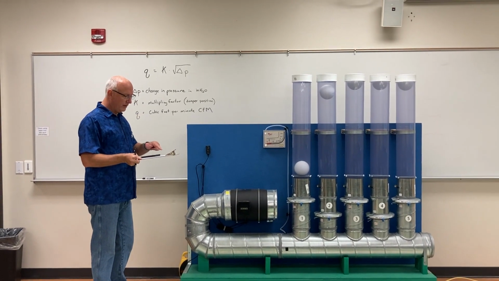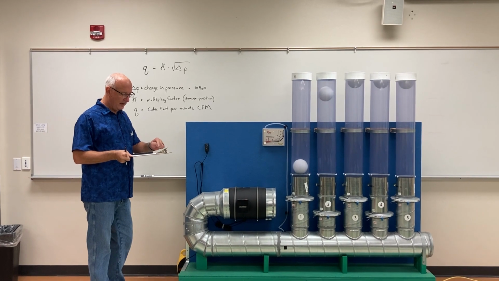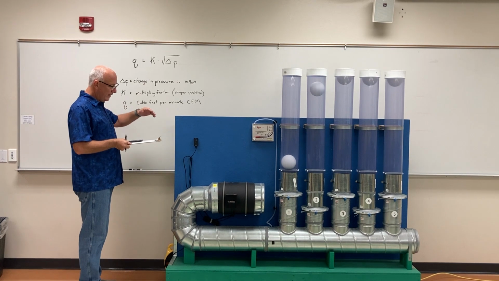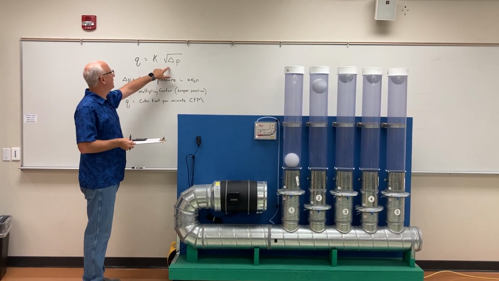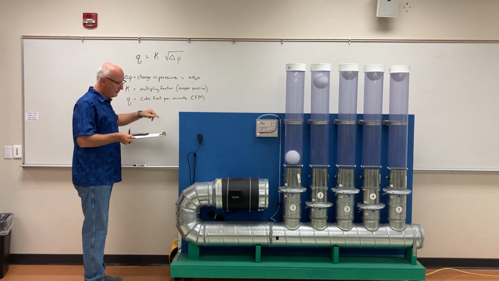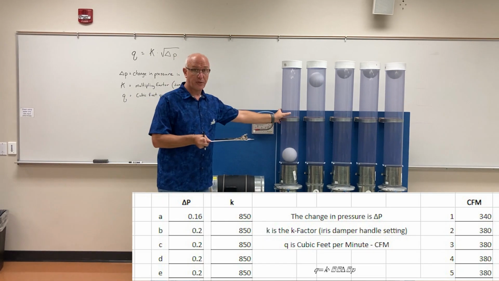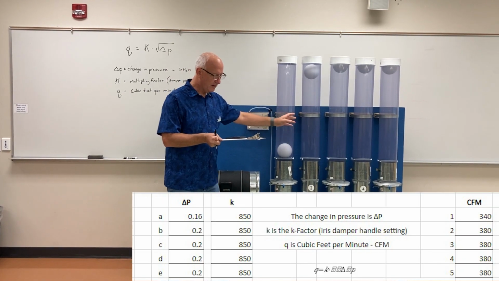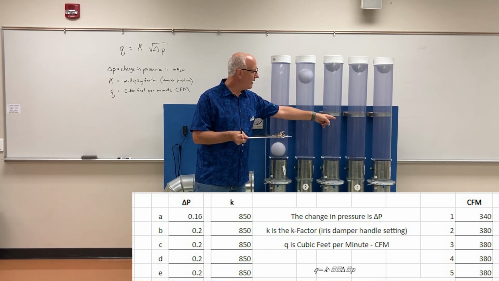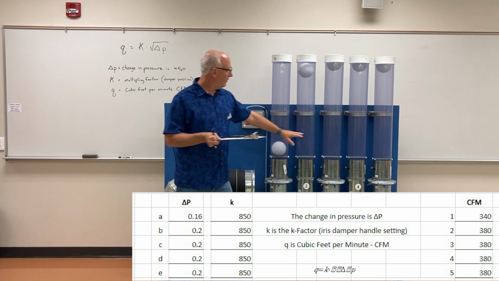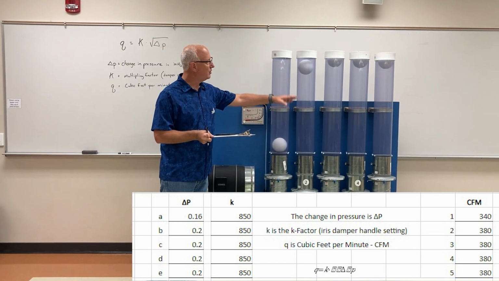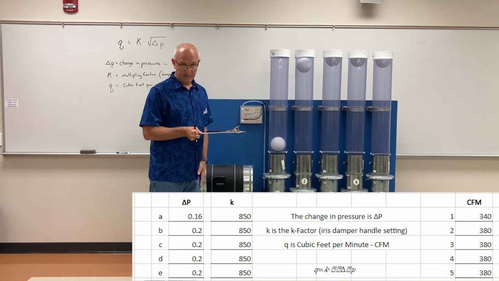All right, now that we have all the changes in pressure and the K factor, all we have to do is take the reading of the change in pressure, 0.16, square root, times the K factor, in this case 850, and it gives you the CFM. So on the very first one, we came up with 340. On the second one, 0.20 square root times 850 is 380, 380, 380, 380. So these 4 are in balance, but this one is not. So we've got to adjust all these to make them all the same.